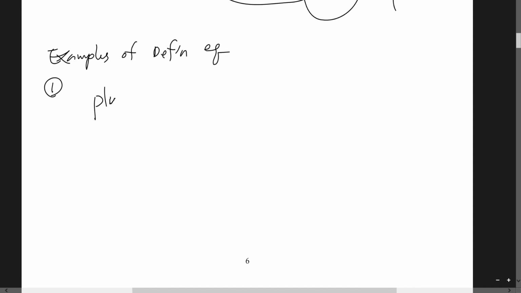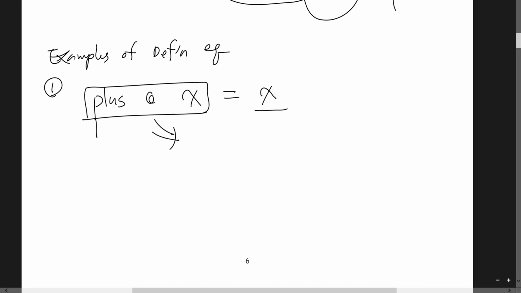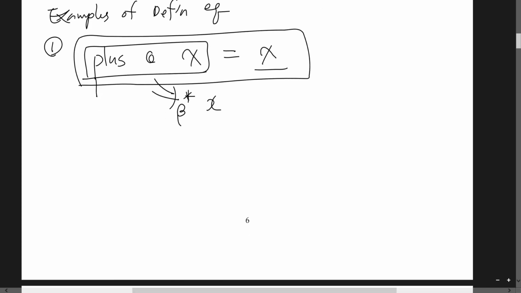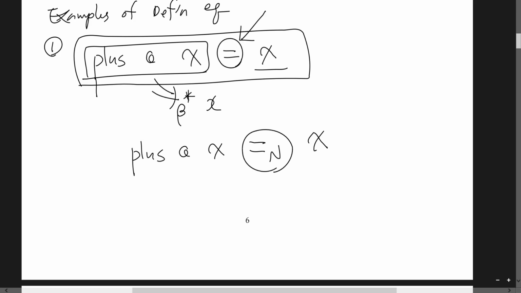First, plus 0 x is equal to x definitionally. It's just a matter of reducing this term to this one. So in other words, this term eventually beta reduces to x. Because of this definitional equality, now we can deduce this one is actually natural number equal to x. And this one is different from this one. This is the definitional equality. And this one is the predicate, another name for this EQ.